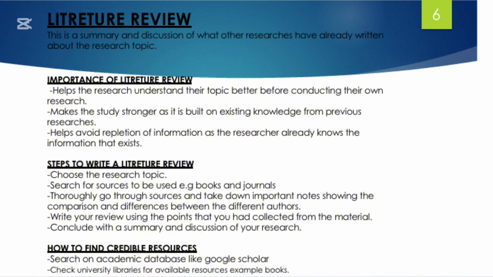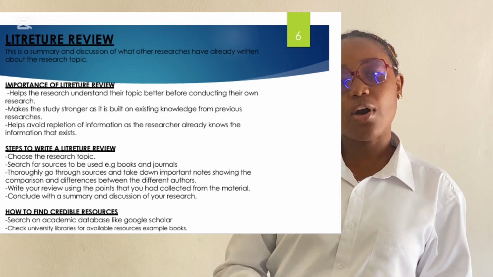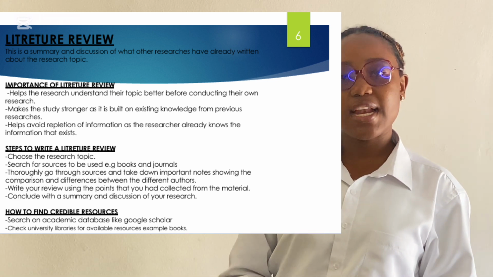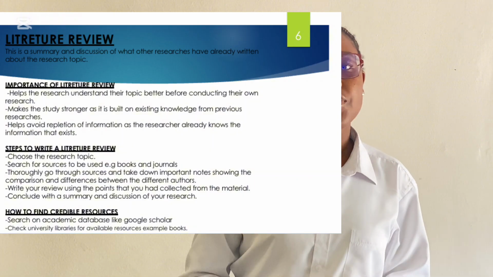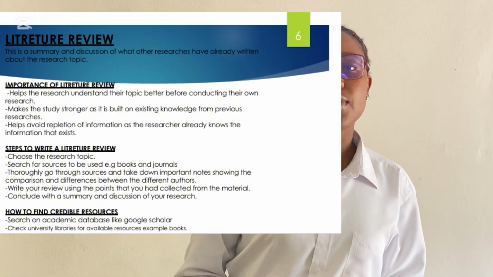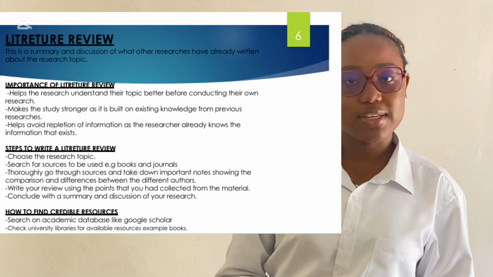The first step is to choose your research topic. After that, you then search for sources that you can use, e.g. journals and books. After that, you then thoroughly go through your sources, taking down notes of your comparisons and differences from the different authors. Then you write a literature review using the information you had taken down. And lastly, you conclude with a summary of all the information that you have gotten from your research.